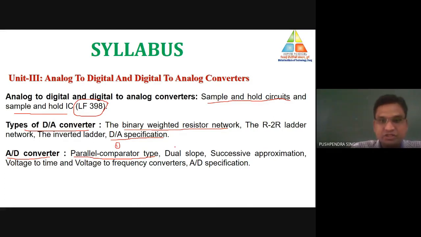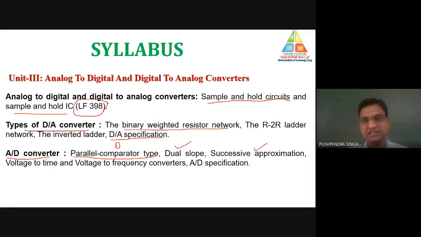Then the second one is dual slope. Dual slope has very good accuracy, but the process is slow. So when the requirement is accuracy, but we may compromise with the speed, then you need to choose dual slope type analog to digital converter.